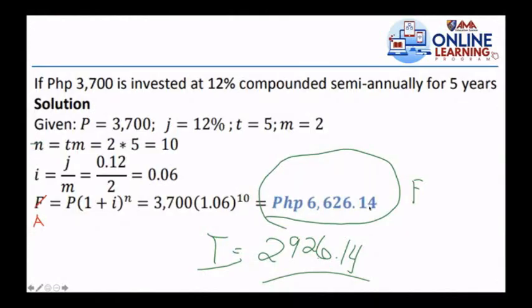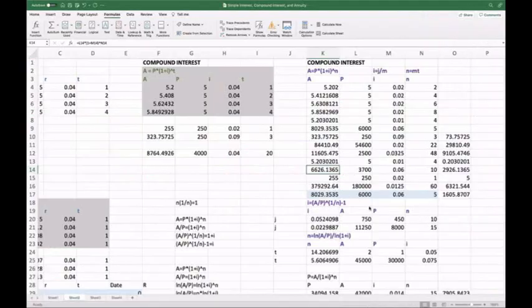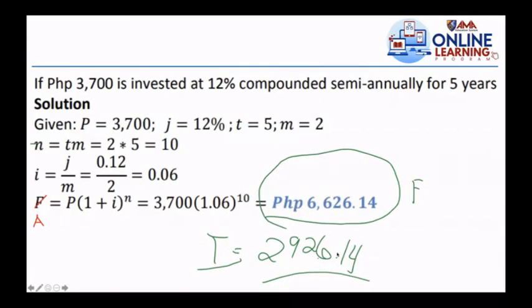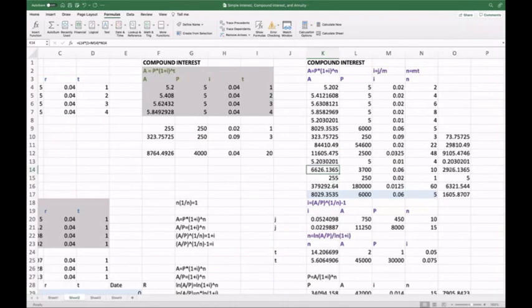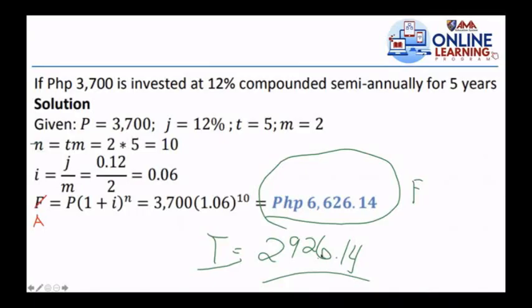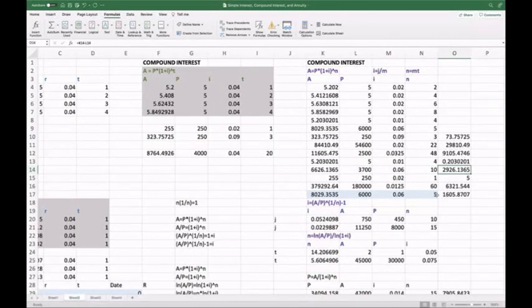6,626.14. Okay? And then, if I want to get the interest, I'll just use the Excel file. So there, the same answer also, 2,926.14. Okay, class? So that's how easy it is. Look at the formula. It's customized because of the 14th row. But the letters are the same, right? The K column and the L column. But the rows are different from the others. That's what I mean by customize or customization.